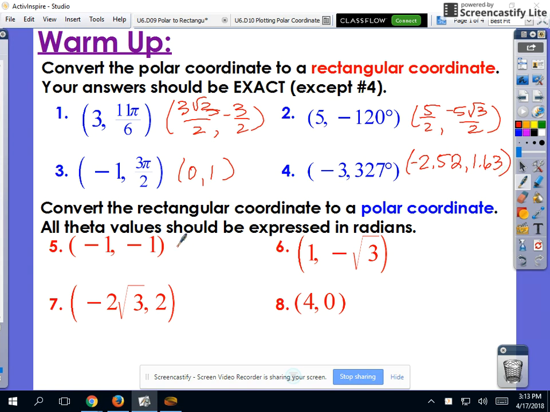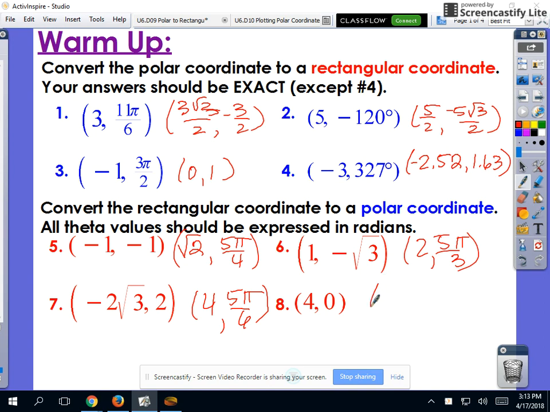So that point is root 2, 5 pi over 4. Number 6 is 2, 5 pi over 3. Number 7 is 4, 5 pi over 6. And the last one is 4, 0, because the radius is 4 and the angle is also 0. There we go. All right, so today's a pretty short lesson.